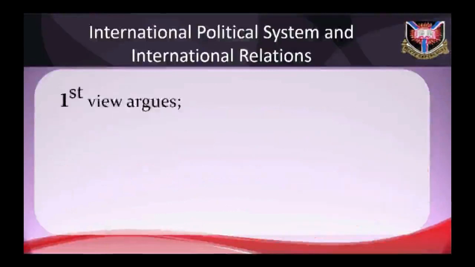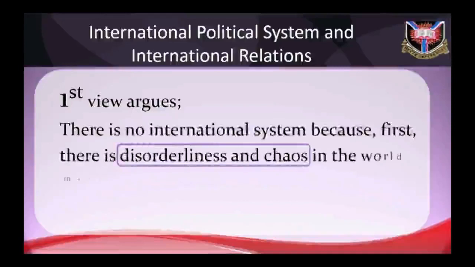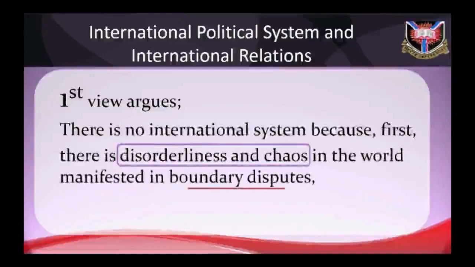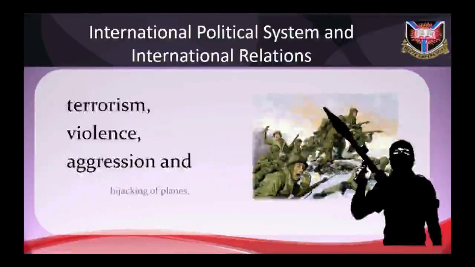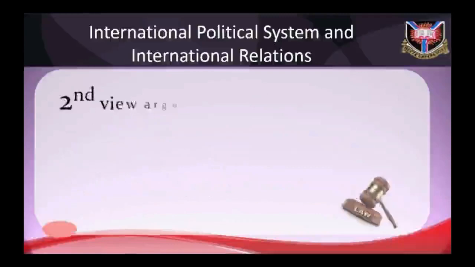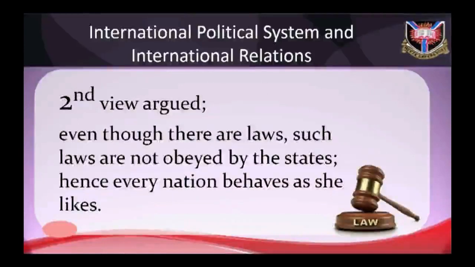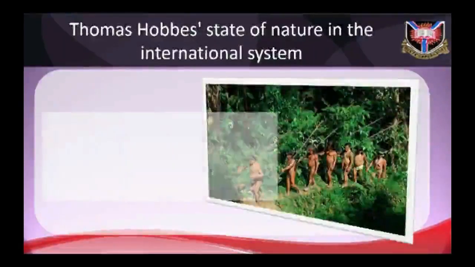One view argues that there is no international system because, first, there is disorderliness and chaos in the world, manifested in boundary disputes, terrorism, violence, aggression, and hijacking of planes. Second, it is argued that even though there are laws, such laws are not obeyed by the states. Hence, every nation behaves as she likes. This situation gives rise to Thomas Hobbes' state of nature in the international system.